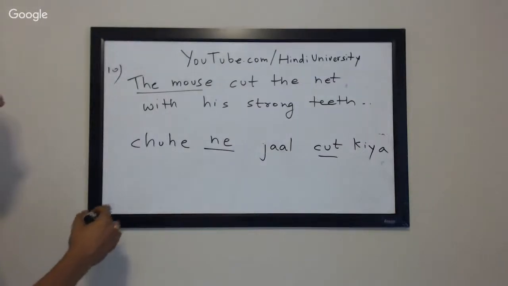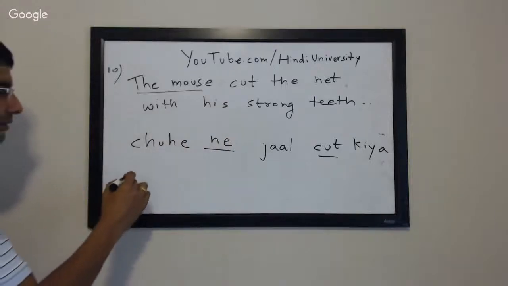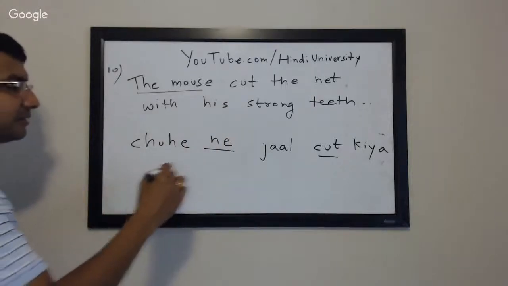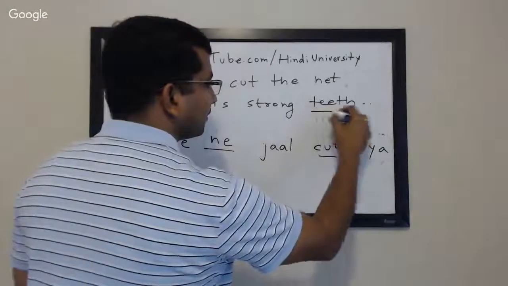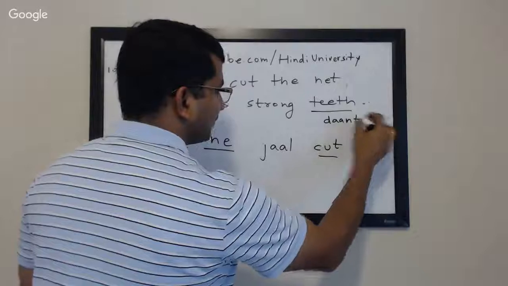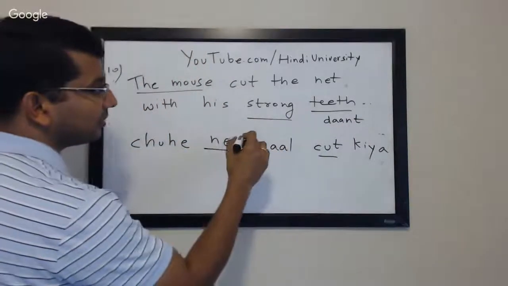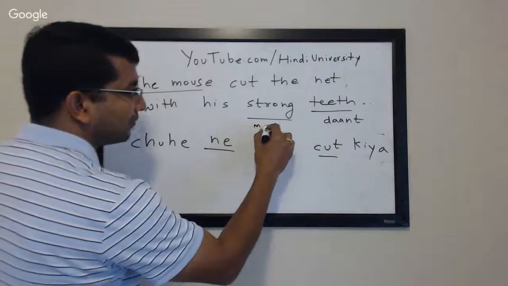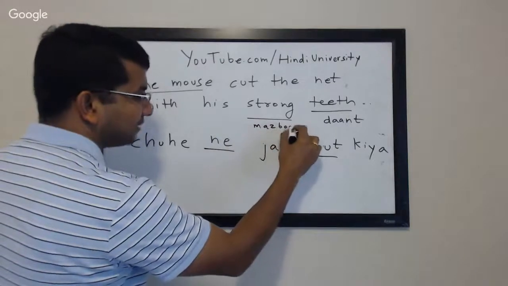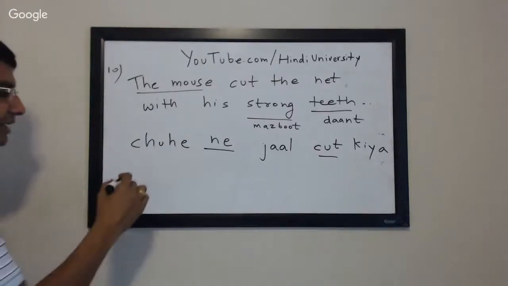And with his strong teeth. So I think you start with teeth, dant. Strong could be tez, or could be mazboot, maybe. I think tez. So it could be tez or mazboot. Mazboot is the word which we'll be using in this case. Chuhe ne jal cut kiya.